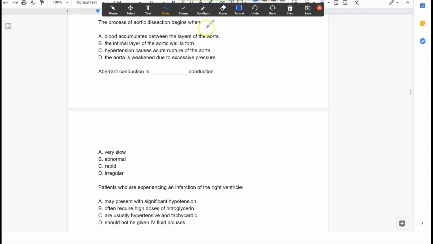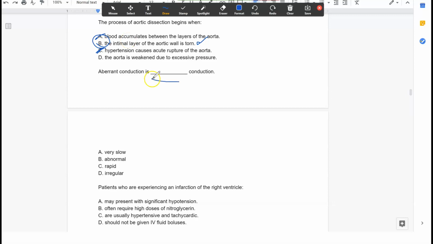Process of an aortic dissection begins when blood accumulates between the layers. Well, it's got to get in there first. Intimal layer of the aortic wall is torn. Hypertension causes an acute rupture. It's no, because most of the time aortic dissection is a slower process. The aorta is weakened due to excessive pressure. Intimal layer is torn.